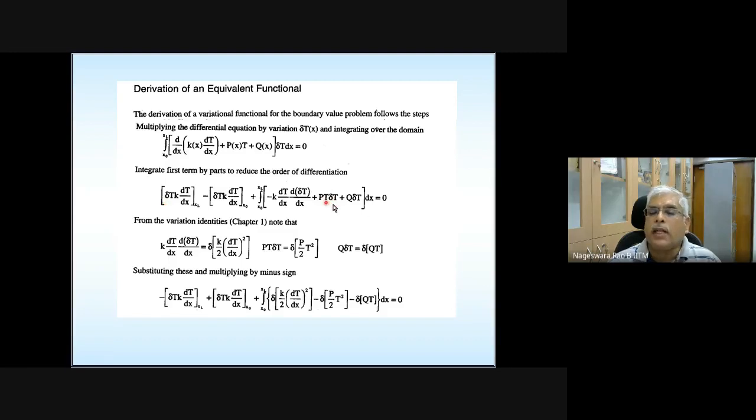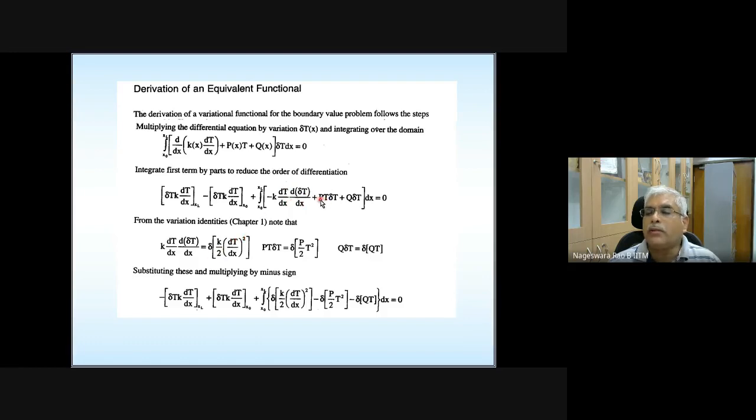And once we have this, we can apply variational identities and rewrite some of the quantities like this one. This is nothing but derivative of T with respect to x multiplied by derivative of variation of T with respect to x. This can be written in this manner. K is like a constant. K is a function of x, so the variation operator is going to operate on the field variable. So k is going to act like a constant. So this entire term can be written like this.